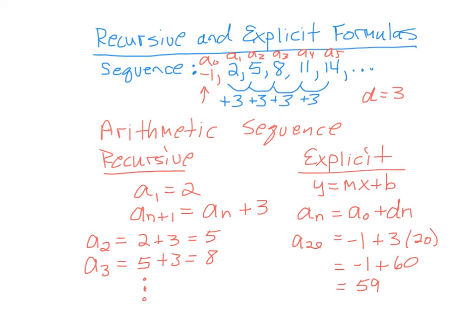And so if I want to know what the 20th term in this sequence is, my explicit formula allows me to get it directly. And in this case, the 20th term would be 59. Hope this explains recursive and explicit formulas for you.